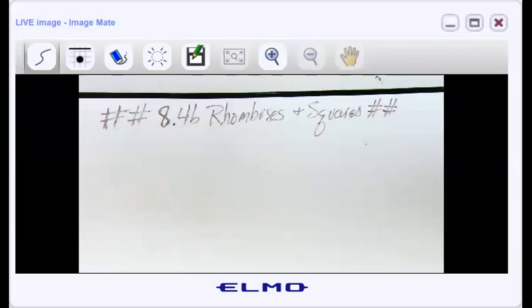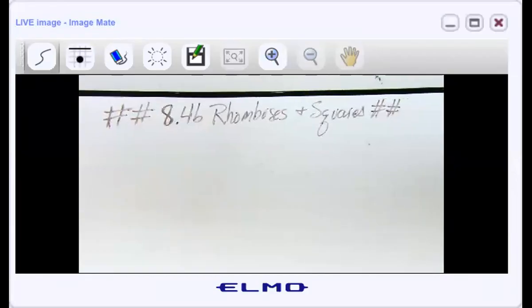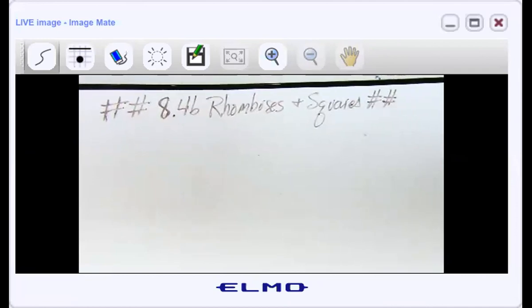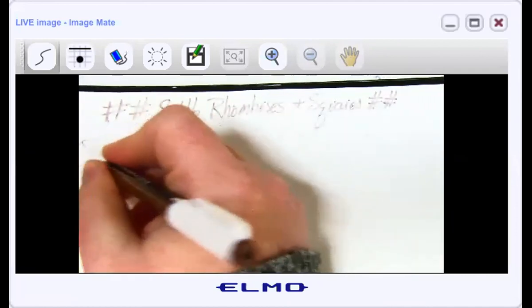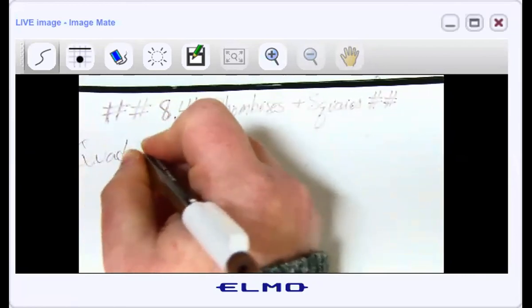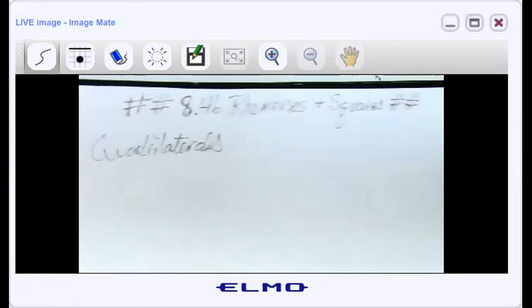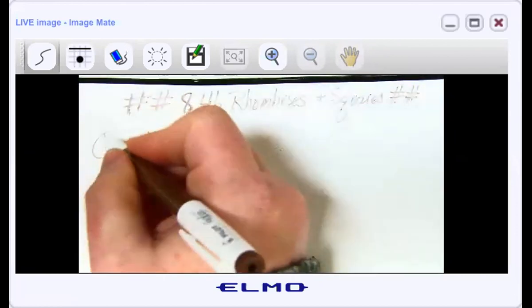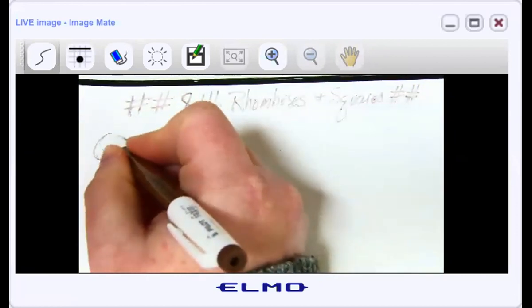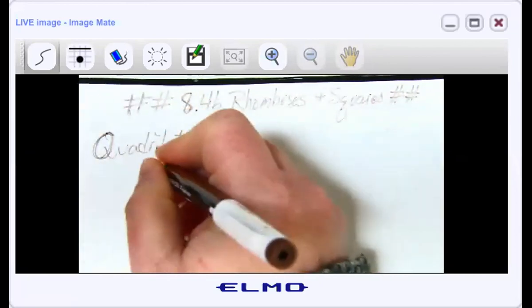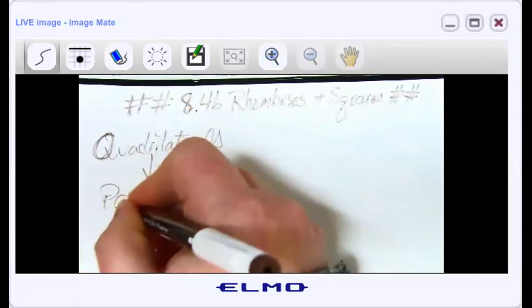All right, rhombuses and squares today. So just to recap where we're coming from, we had quadrilaterals. That's your big overarching umbrella of shapes, and that's everything that has four sides as long as they're straight edges and closed, so we know that. And then off of quadrilaterals, we had the parallelograms.